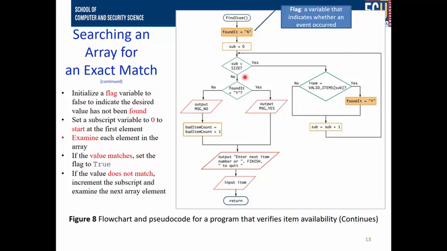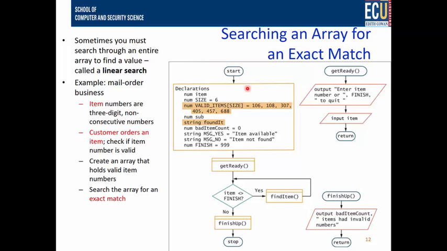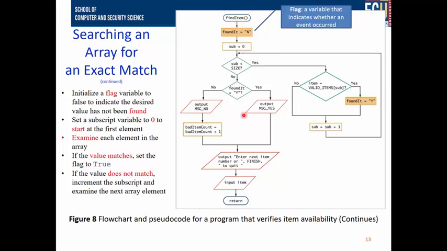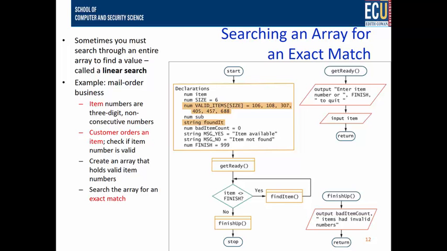Now, if you look over here, let's assume the size is 10 as it was on the previous slide, and the item we are looking for is 100. Item 100 is not over there. So if we start with this subscript at 0 and we have item 100, 100 would be compared with 106, which is on the first index.